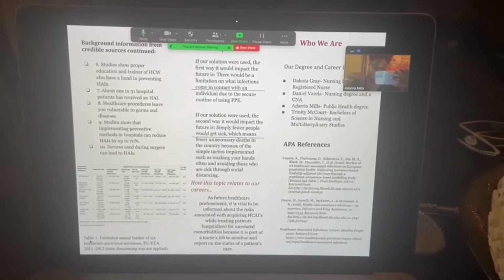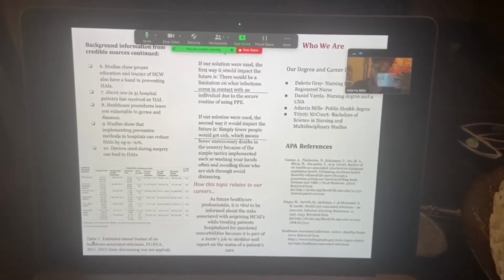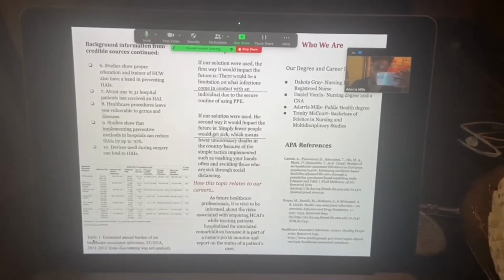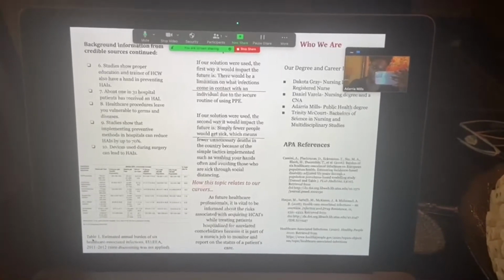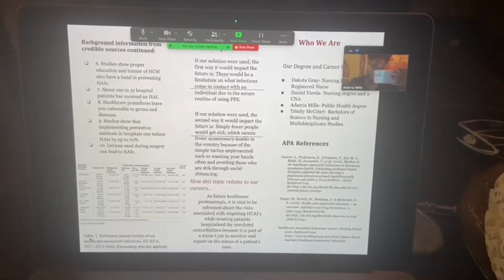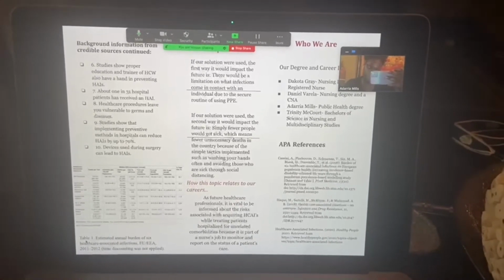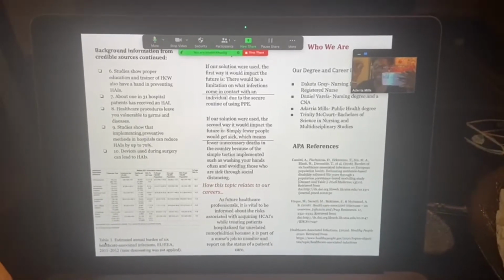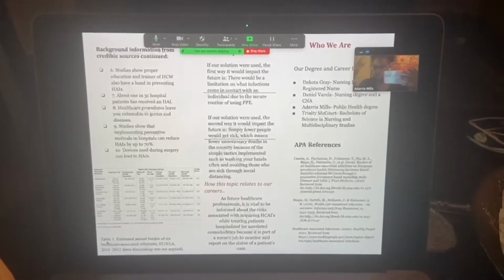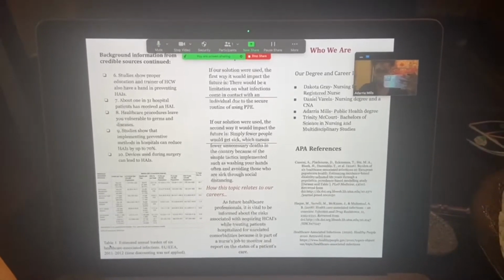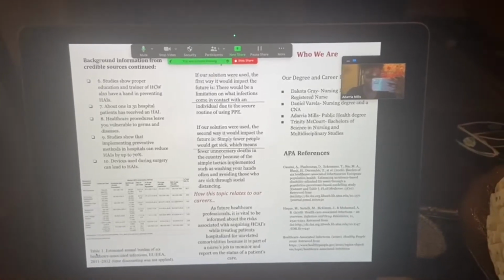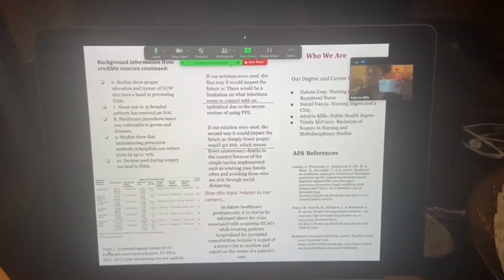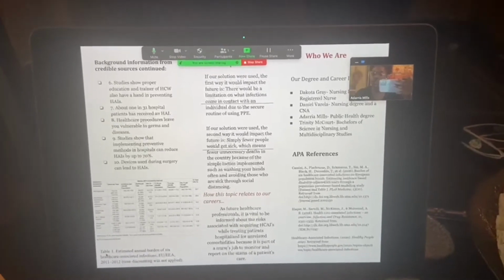Number 8, healthcare procedures leave you vulnerable to germs and diseases. So any procedure you have done in the hospital, whether it's a surgery, major or minor, you're vulnerable for germs and diseases. Number 9, studies show that implementing preventative methods in hospitals can reduce it up to 70%. So just doing any little thing, whether it's hand washing or a method to prevent it, it can be up to 70%, which is a lot because, like we mentioned earlier, in Eastern Europe it's 2 billion. So imagine reducing that by 70%.